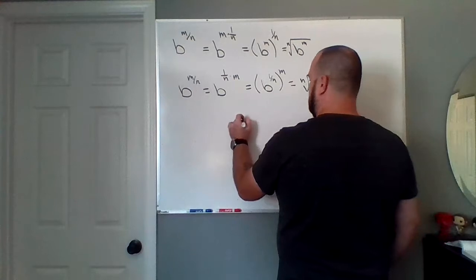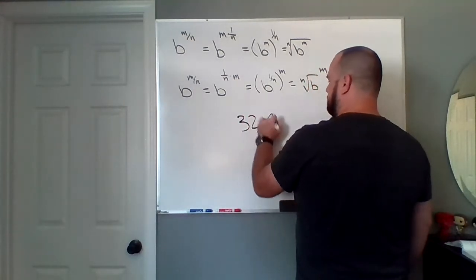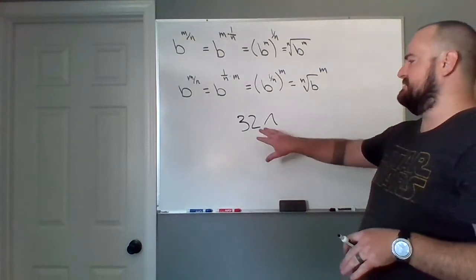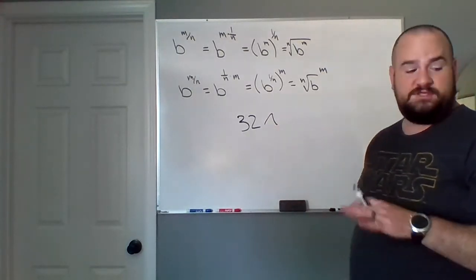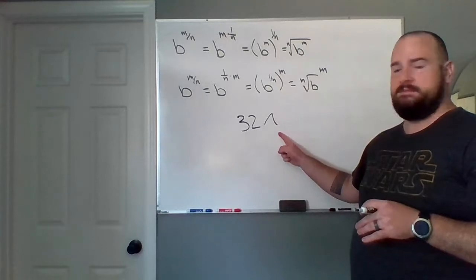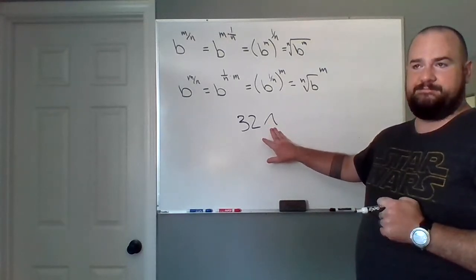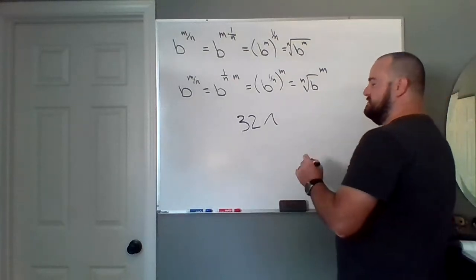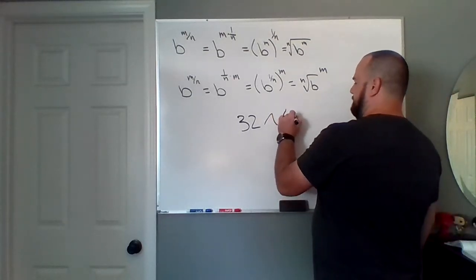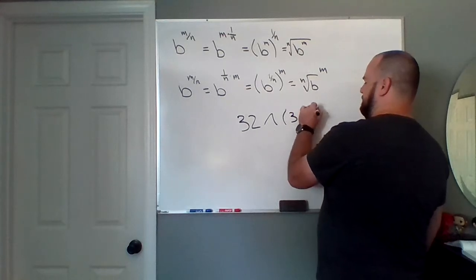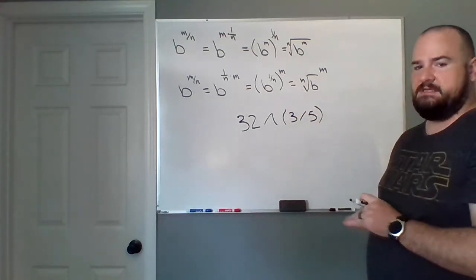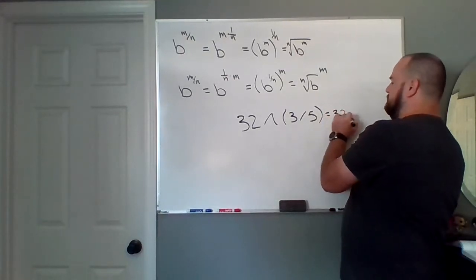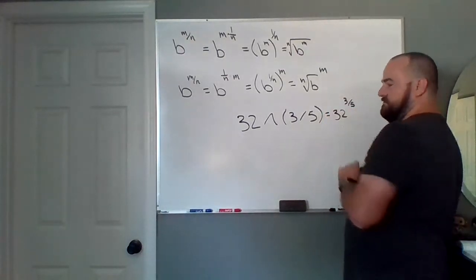You're going to type 32, and then it's going to give you this little icon. And what your screen should look like is just like this. Once you hit this button here, it's just going to put this up on your screen. And now this is where it's really critically important for you. You have to use a parenthesis, and then do 3/5 and close your parenthesis. Your calculator will interpret this as 32 to the 3/5.